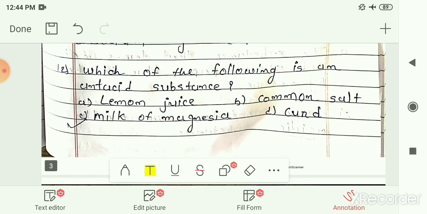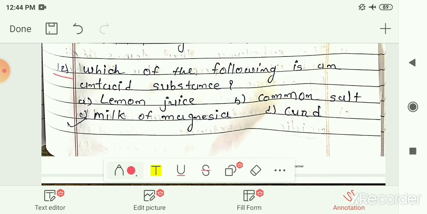Next, 12th number, which of the following is an antacid substance? Which is an antacid substance, one that nullifies the effect of acid? The options are lemon juice, common salt, milk of magnesia and curd. So here your answer is option C, milk of magnesia is the antacid substance, and its uses also we had seen in the chapter.